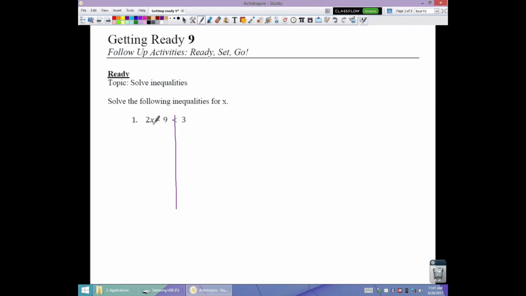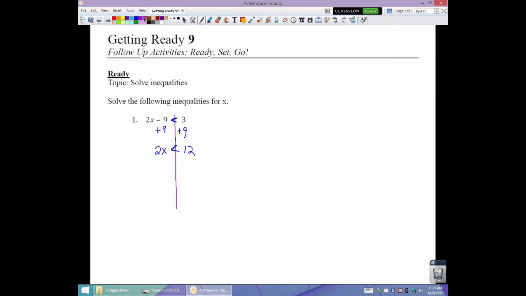So here, 2x minus 9 is less than 3. We need to get rid of the minus 9 by adding 9 to both sides. That'll leave us 2x on the left and 12 on the right. It's very important here, though, to continue bringing that inequality symbol down with each step. So it's 2x is less than 12 still.